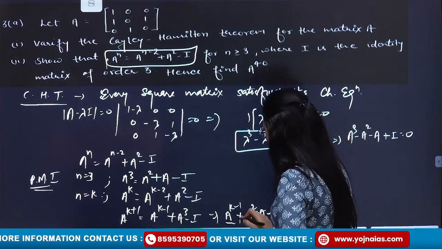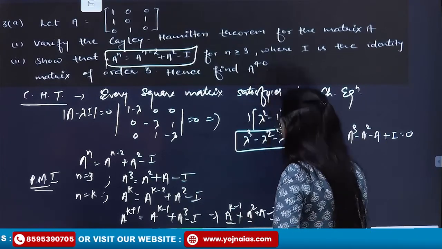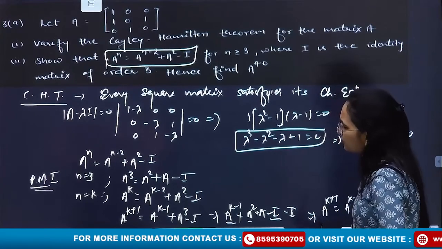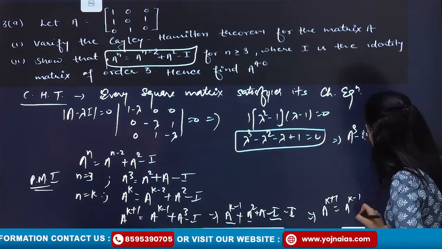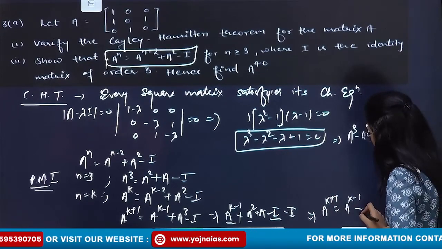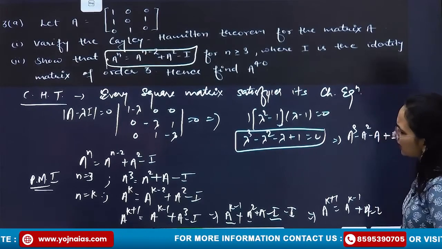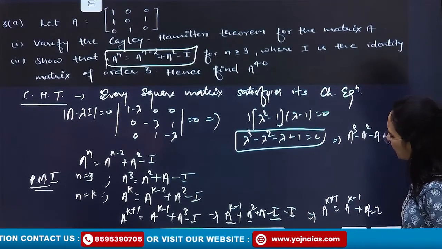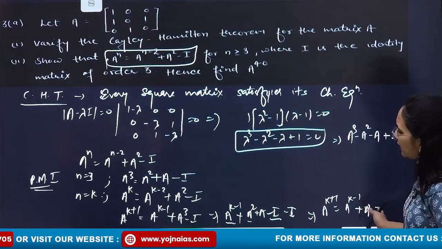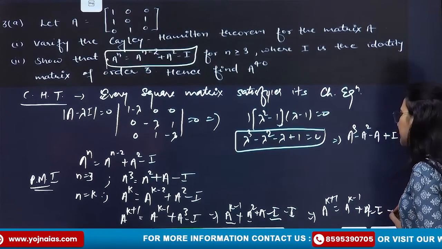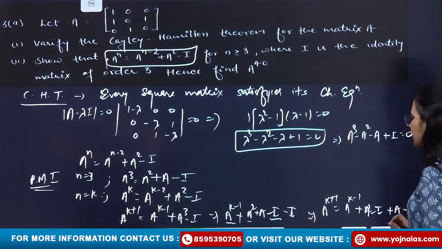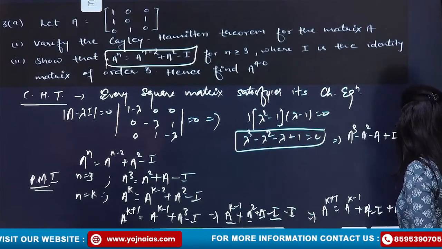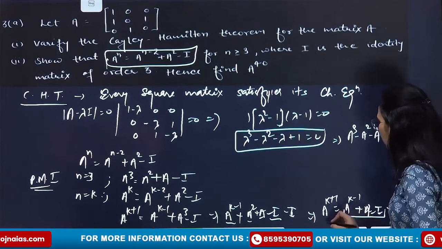Then club this term, a cube plus a square minus I, put them together. What is this? a^(k+1) equals a^(k-1) times a minus 1, then plus a square, a cube minus 1. So a^(k-1) plus a square minus 1 minus I plus a I, which the minus I, a square minus a, here a square and I get clubbed, and what is this? But this is a^k.